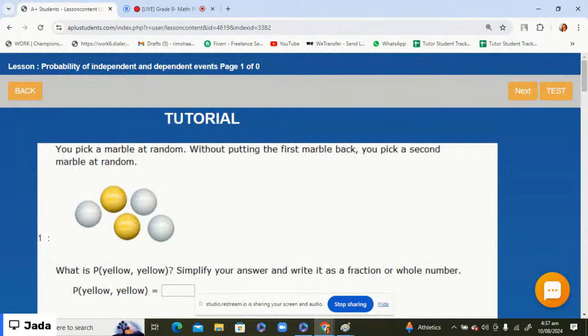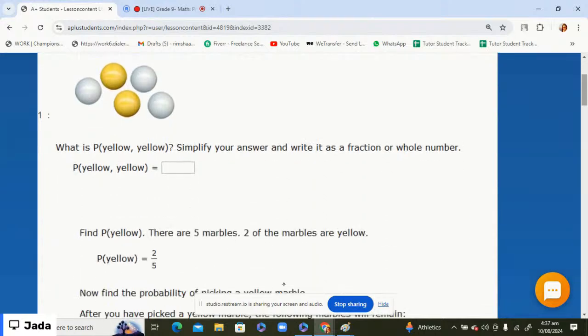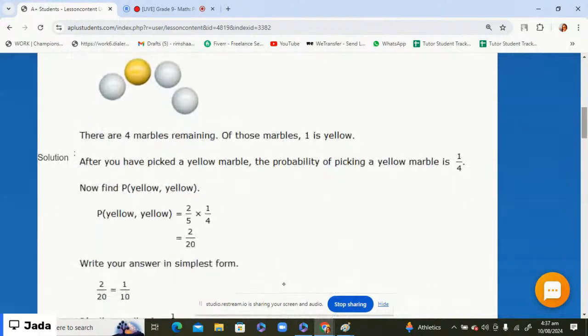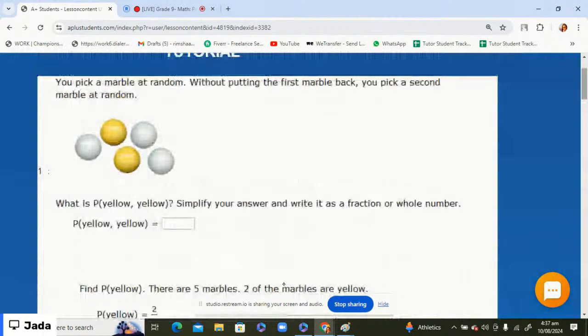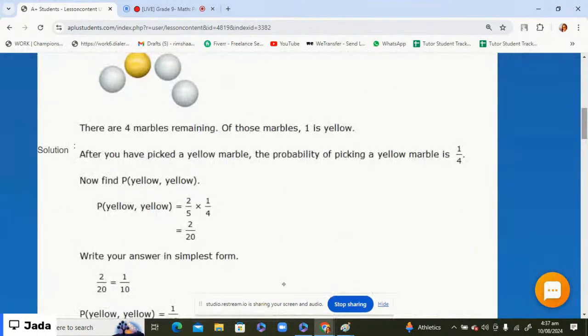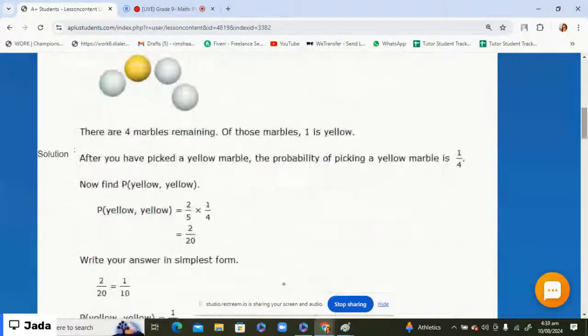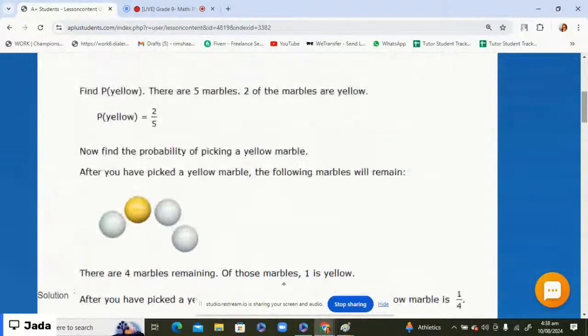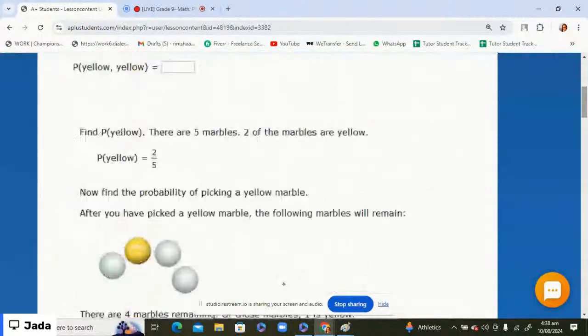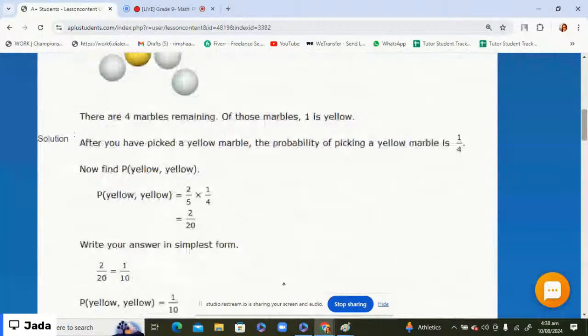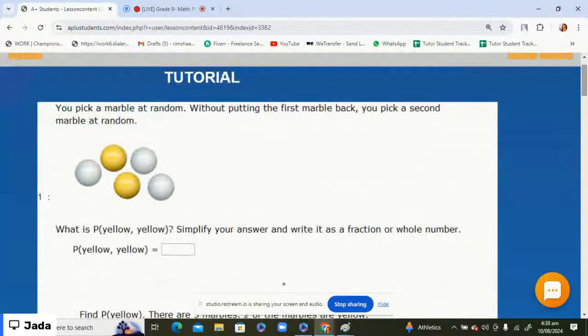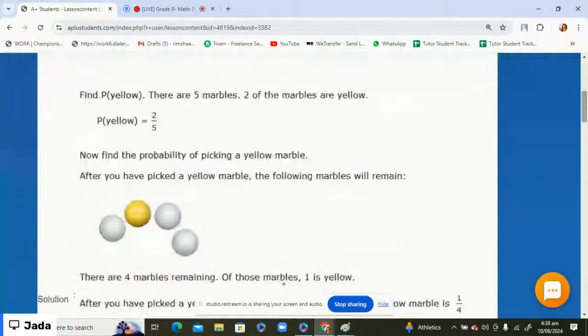You pick a marble at random. Without putting the first marble back, you pick a second marble at random. Find the probability of yellow then yellow. We find the first probability of yellow, then the probability of yellow again, then multiply them. First, you have picked a yellow marble. How many yellow marbles are there? Two. How many total? Five. It's 2 by 5.